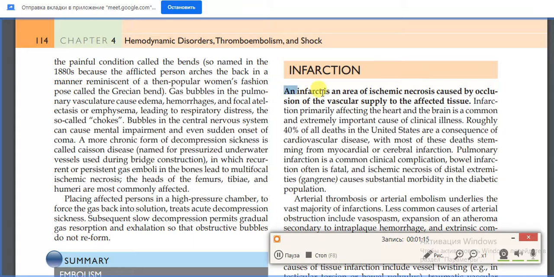So an infarct is an area of ischemic necrosis caused by occlusion of the vascular supply to the affected tissue. We discussed this in the topic of necrosis, which is promoted by hypoxia and ischemia. So infarction is an outcome of ischemia. That's the main idea.